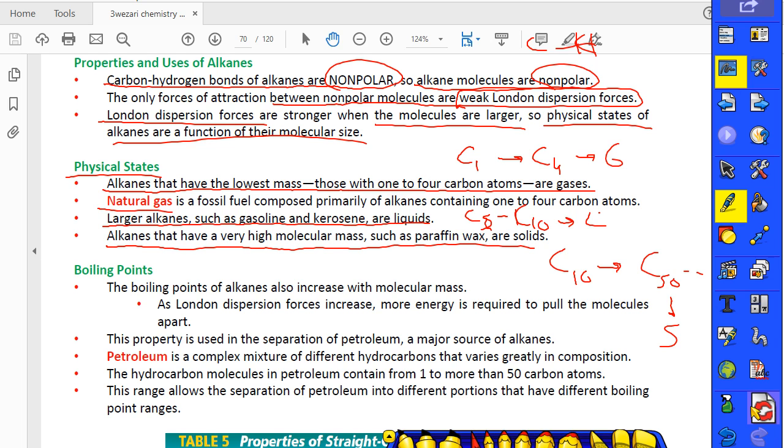Also very important, natural gas means the mixture of gases containing alkanes of carbon 1 to carbon 4. Natural gas consists of methane, ethane, propane and butane. These four gases combined form natural gas. And boiling point is another very important property, because boiling point is used to separate the alkanes. We can easily separate the alkanes by using their boiling points.